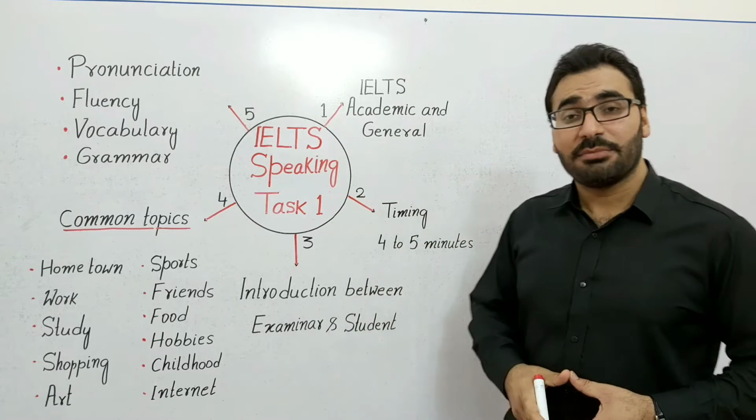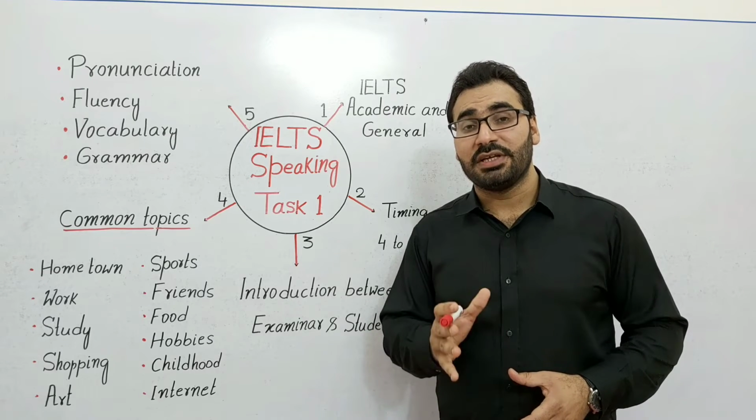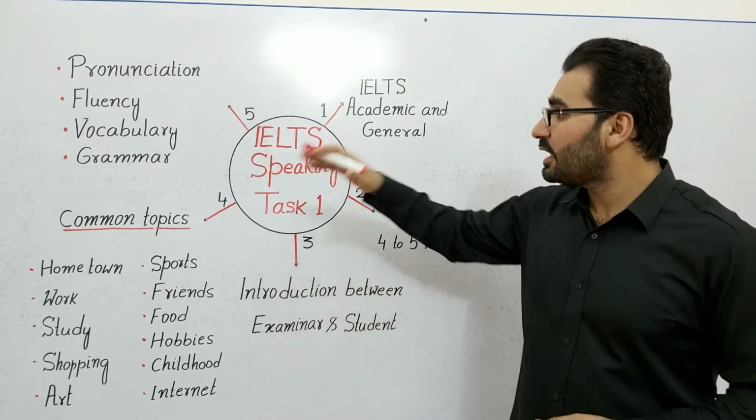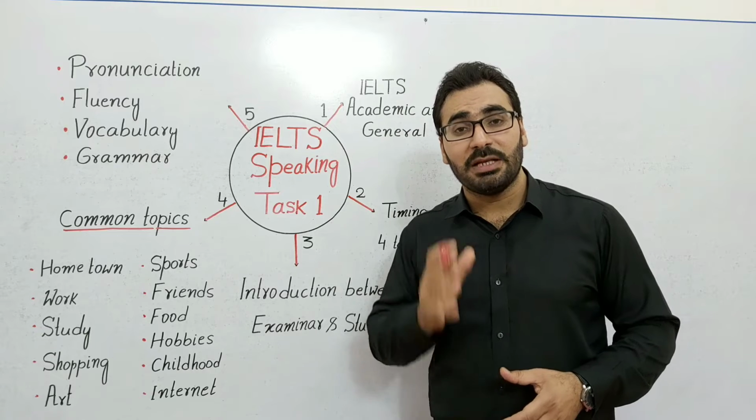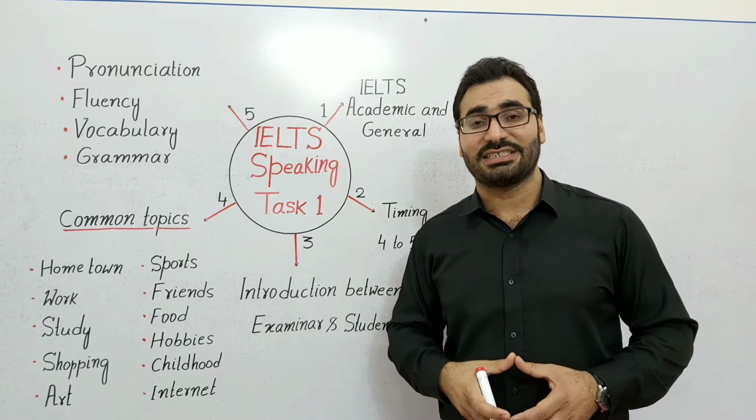Let's move to step number 2. And this is about timing. Here the speaking part of your IELTS will be lasting between 4 to 5 minutes, meaning the whole IELTS Speaking Task 1 will be finished within 4 to 5 minutes between you and your examiner.